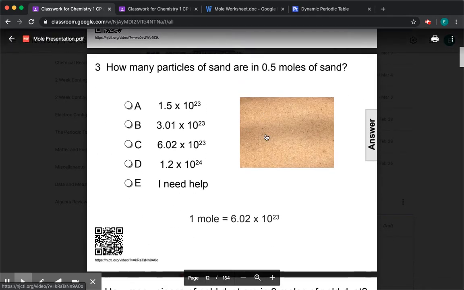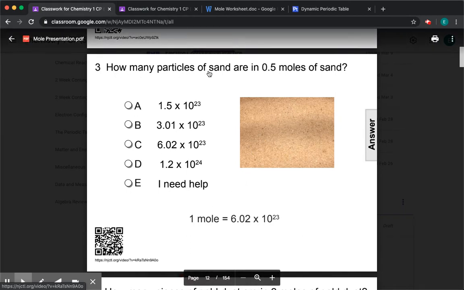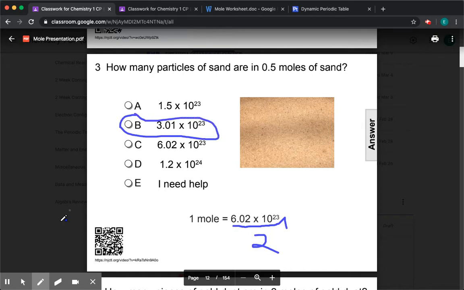Now we're going to start using the actual mole value. How many particles of sand are in 0.5 moles of sand? 0.5 is half, so we have half a mole. To get half a mole, you take the mole, 6.02 times 10 to the 23, and divide that by 2. So 6.02 divided by 2, you're going to get this. Put that in your calculator. That's what you're going to get.